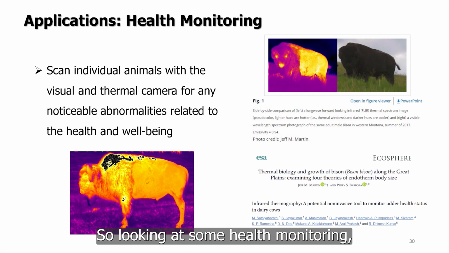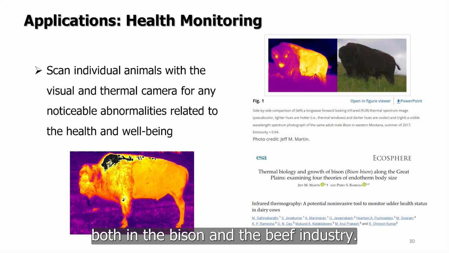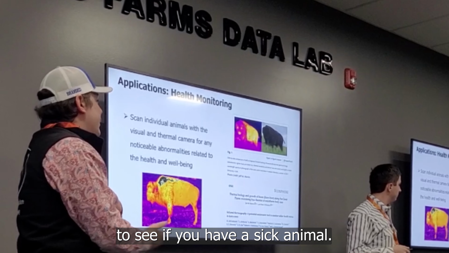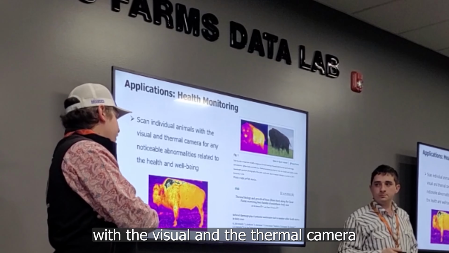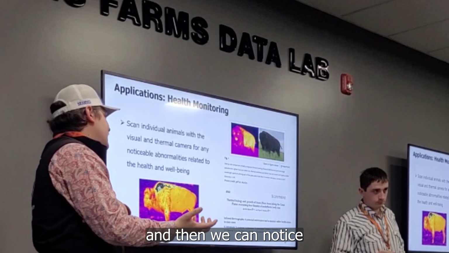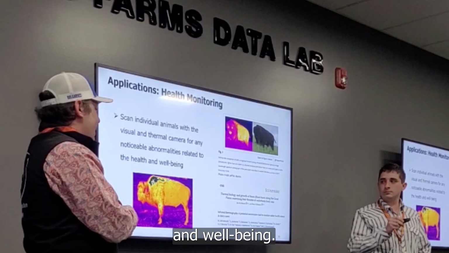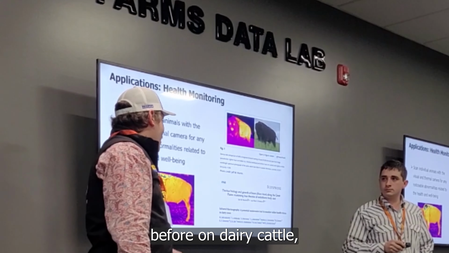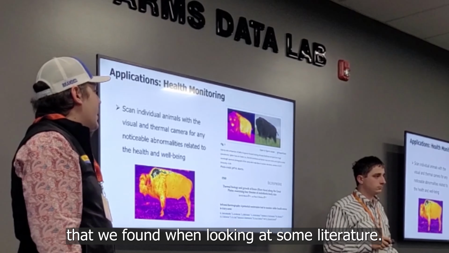So looking at some health monitoring, I think this is a really cool thing, both in the bison and the beef industry, if you could use cameras to see if you have a sick animal. So we would scan the individual animals with the visual and the thermal camera simultaneously, and then we can notice abnormalities related to their health and well-being. This has been done before on dairy cattle, and then there's actually one on bison that we found when looking at some literature.